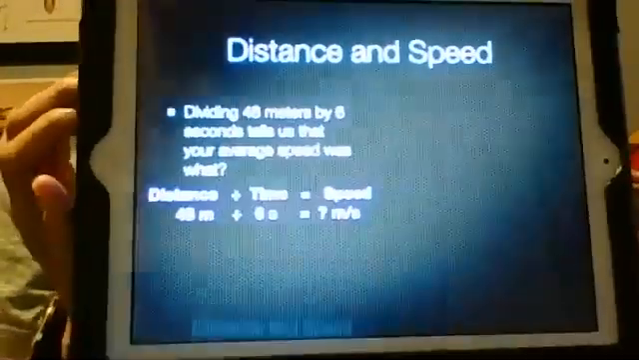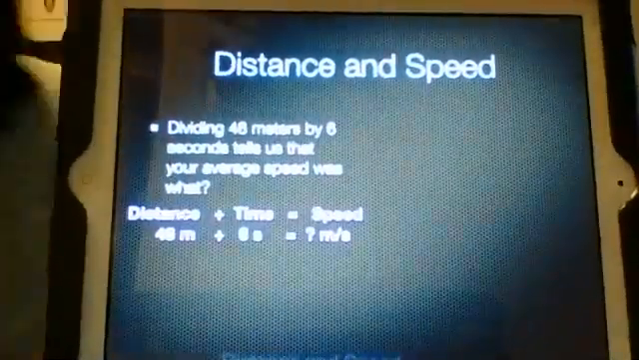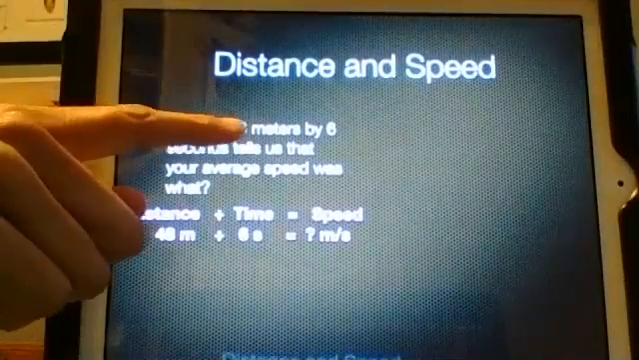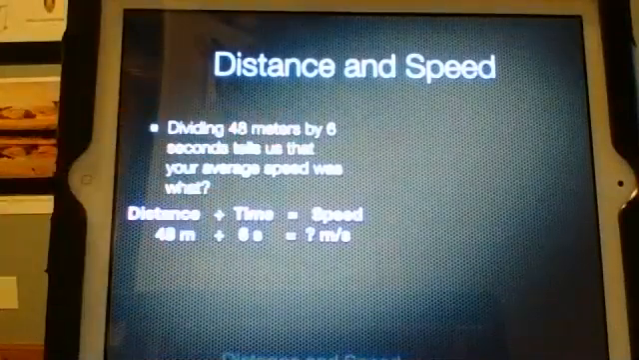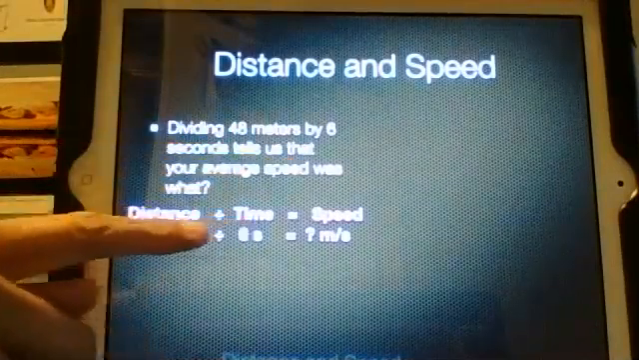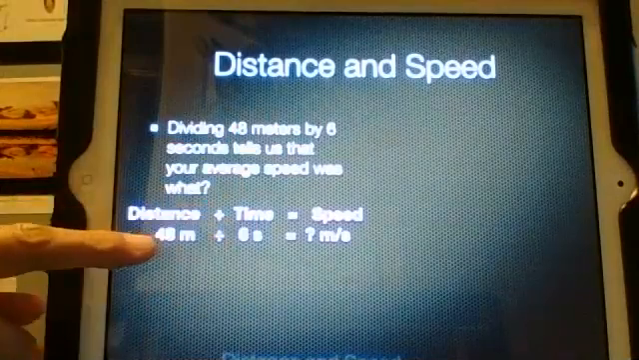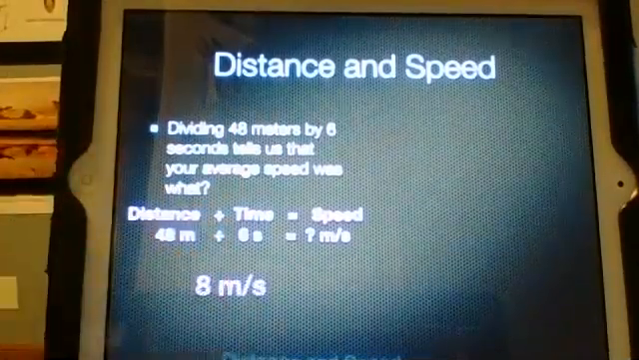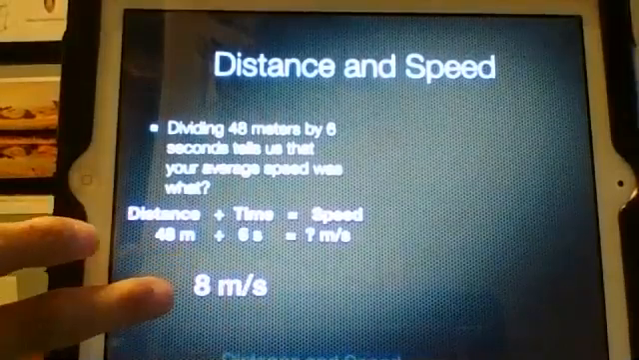Okay, so let me show you something really fast. If I have this equation right here, if I divide 48 meters, that's how far I ran, by 6 seconds, that's how long I ran it, it tells me that my average speed was, anyone want to take a guess? I take my distance and divide it by time. 48 divided by 6, come on, math whizzes, tell me that's right. It is 8 meters per second.